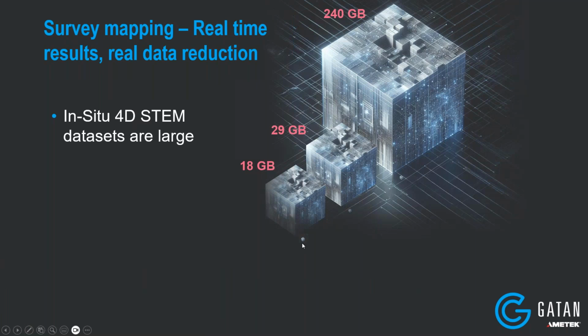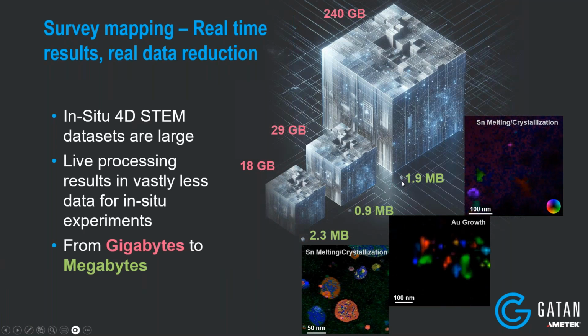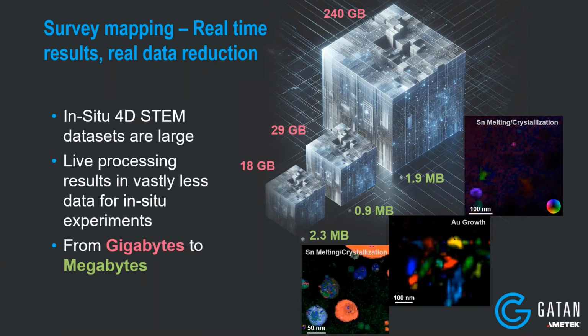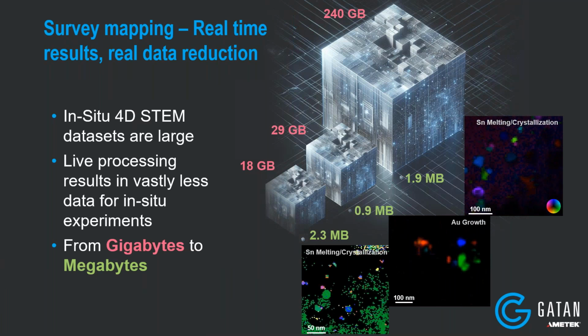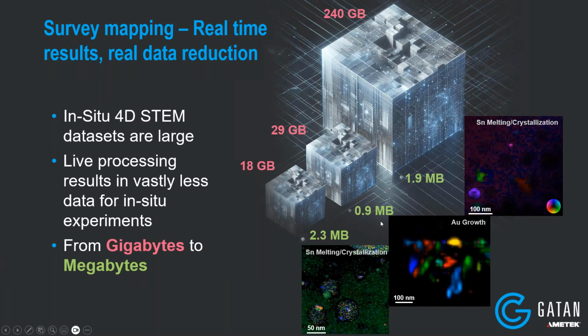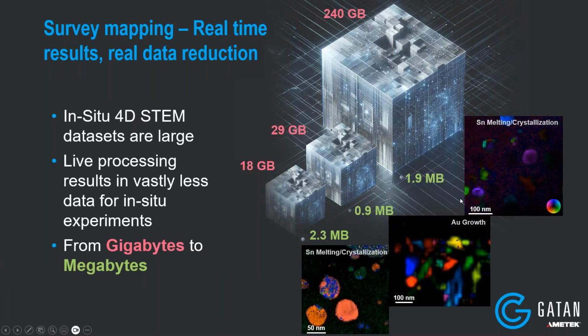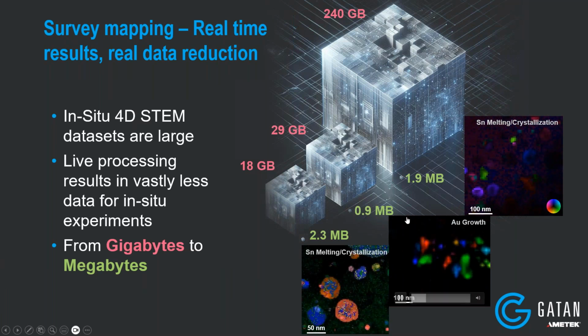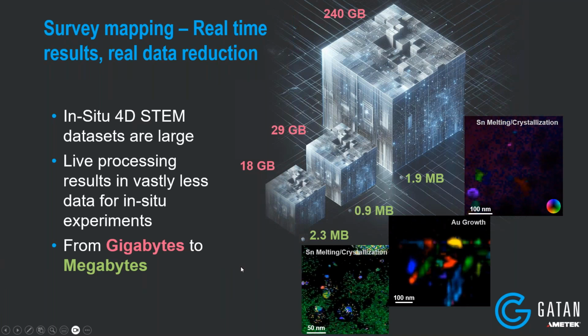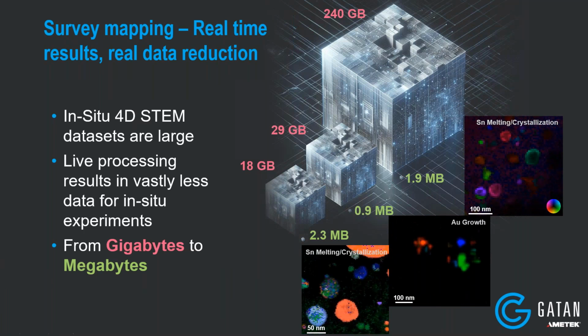And those are these big cubes here. I don't know if you can even see these or if you notice them. There are very small cubes next to these that represent the size of the data set after processing. So the volume of data is really significantly reduced, orders of magnitude less data, going from tens or hundreds of gigabytes to just a few megabytes of data to store the entire in-situ video here. And so these are the process results, again, from these three different in-situ 4D STEM acquisitions.